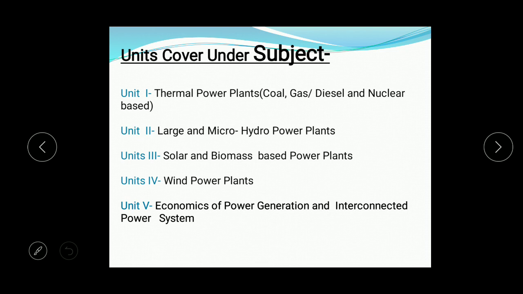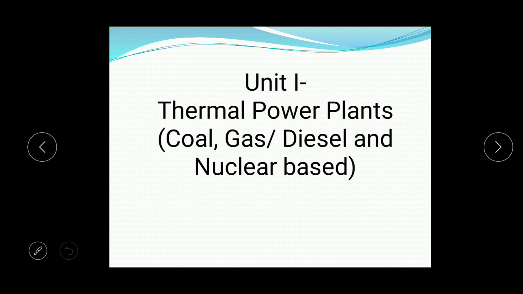In average demand, there is a formula: units generated per annum divided by hours in a year. After that, we see grid faults, what faults occur in the power plant and the reasons why they occur, such as in a state grid and national grid, brownout and blackout, etc. These five chapters we will cover in our subject. Okay.